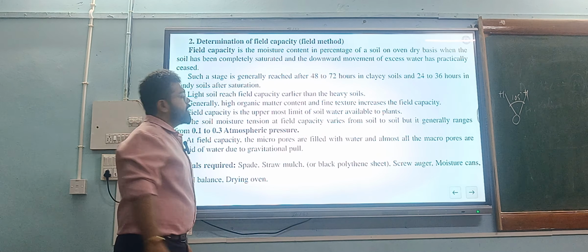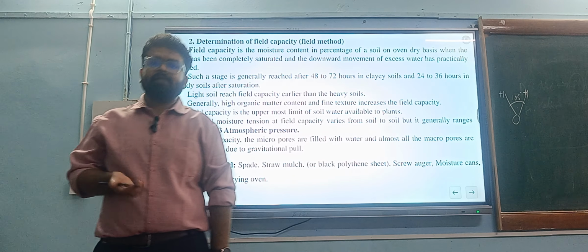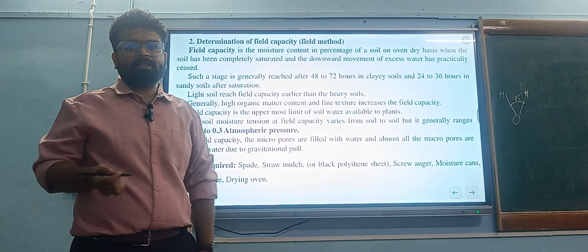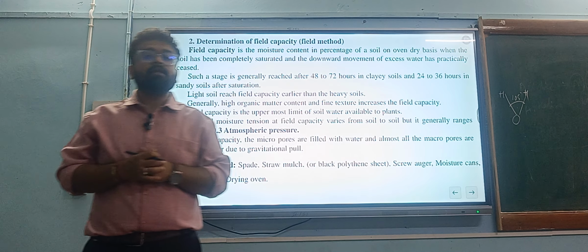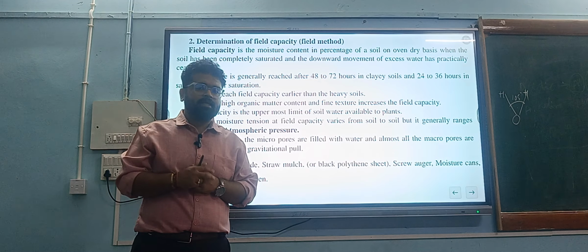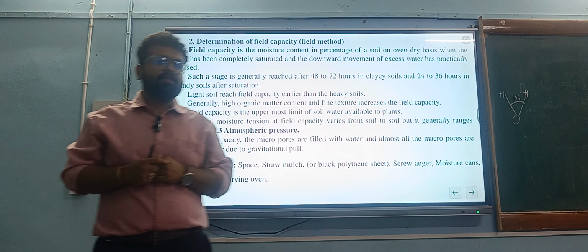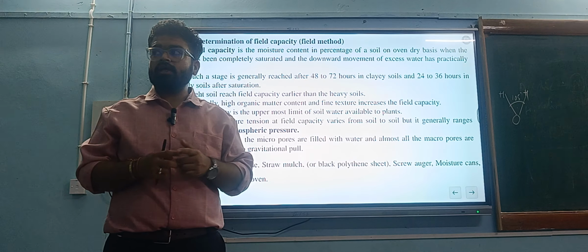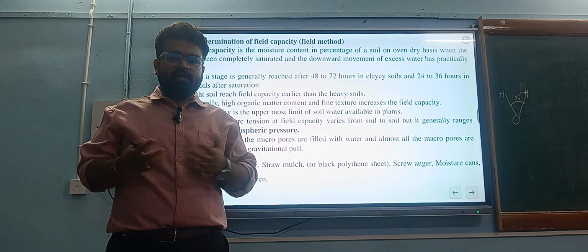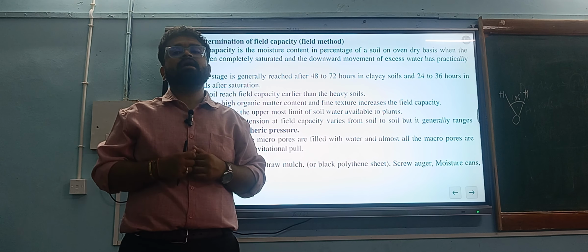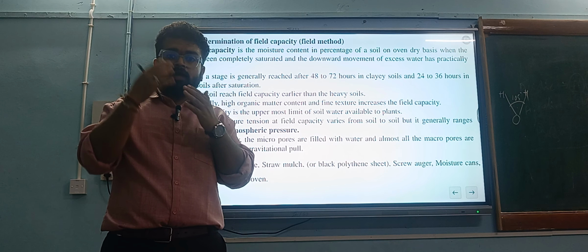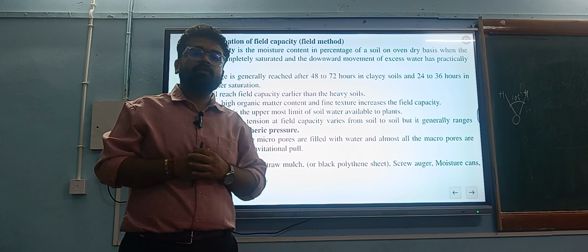The second is determination of field capacity by the field method. See how to calculate the field capacity, the second condition. Yesterday in class we studied that field capacity is the condition of the soil 2 to 3 days after irrigation or 2 to 3 days after rainfall, where the maximum water has been drained out under the influence of gravity.